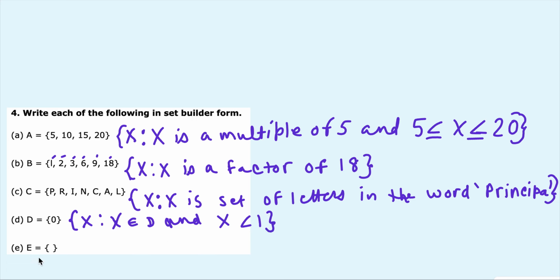And the last one is E, which is showing that it's an empty set. So therefore we would just say that x is such that x is contained in E and x is less than 1. And we would just close the braces off there.